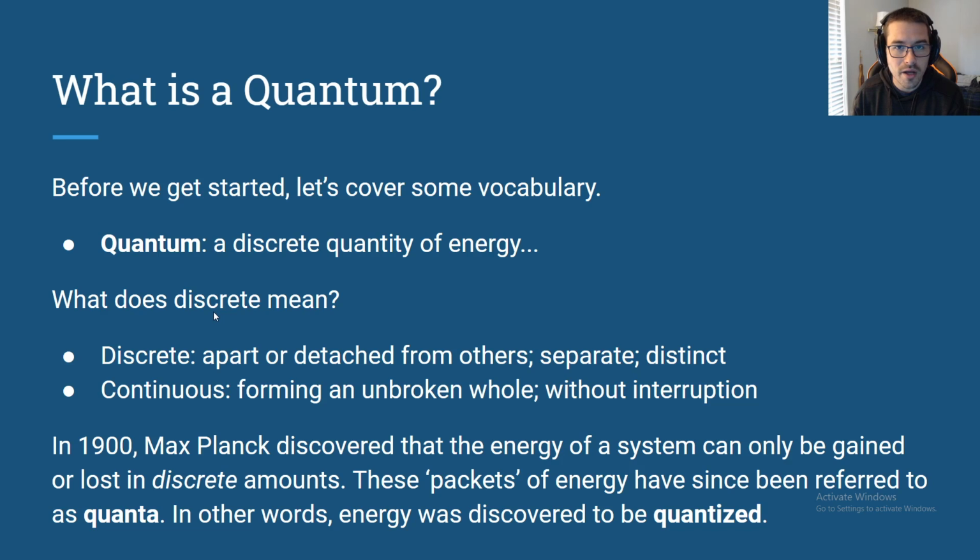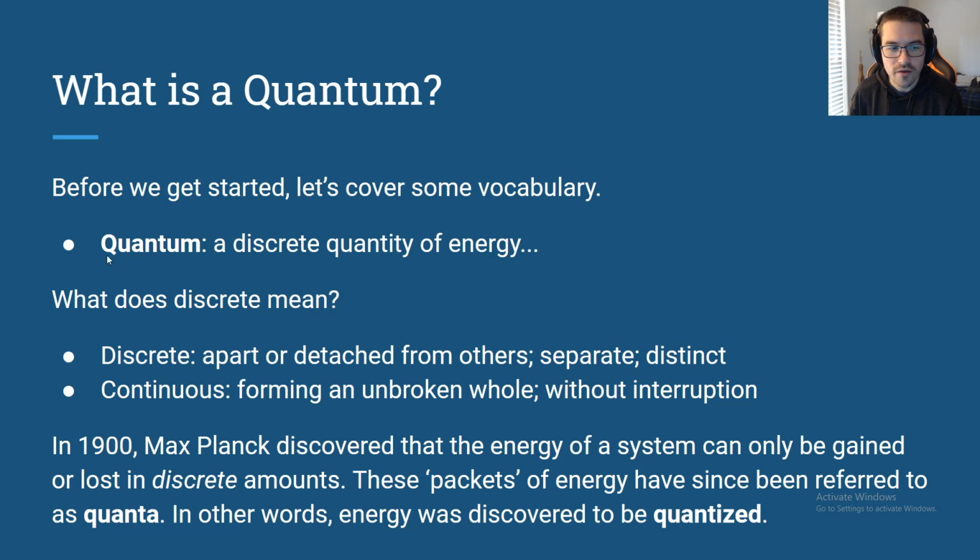Now I know with my advanced chemistry classes, I do talk about the difference between discrete and continuous. You may not have heard this before, so this will be some good review if you had me last year, or this is just important information for you to know if you didn't. So what does discrete mean? Well, discrete means apart or detached from others, separate or distinct, whereas continuous is the opposite of discrete. It means forming an unbroken whole without interruption, right? So a quantum is a discrete quantity of energy, right?